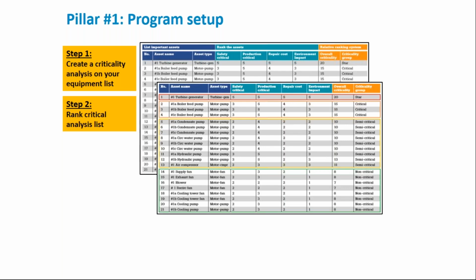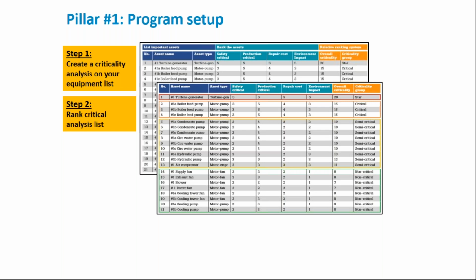The second step is, after you have this criticality list, you get a sum of your machines and find out which machines, based on safety, production, repair, environmental impact, whatever is important to your plant, and you can see the overall numbers that this turbine generator is your most critical, but yet you've got a lot of boiler feed pumps that are pretty critical as well.